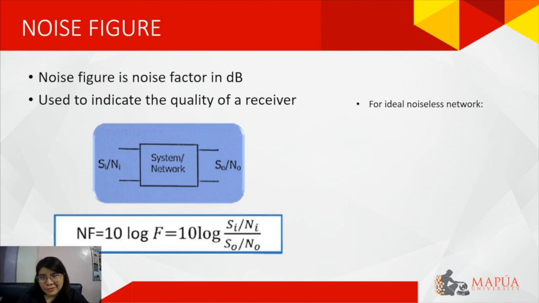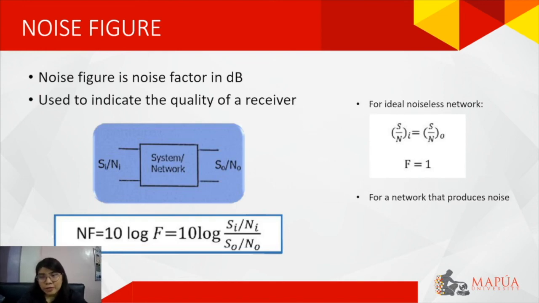For an ideal noiseless network, the noise figure will be 1, since it introduces no noise of its own. And next, for a network that produces noise, the output signal to noise power will be lower than the input value, and so the noise figure will exceed 1. And that concludes our discussion about noises.